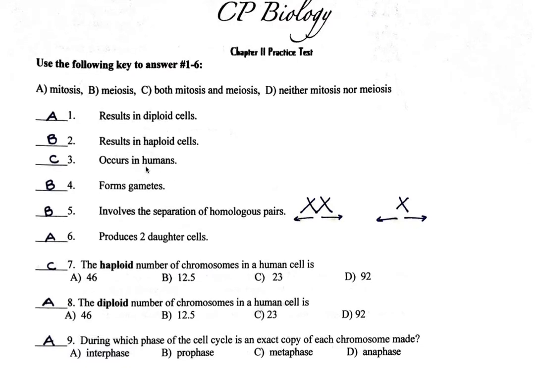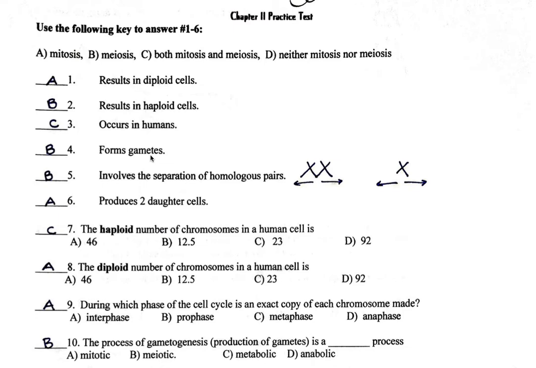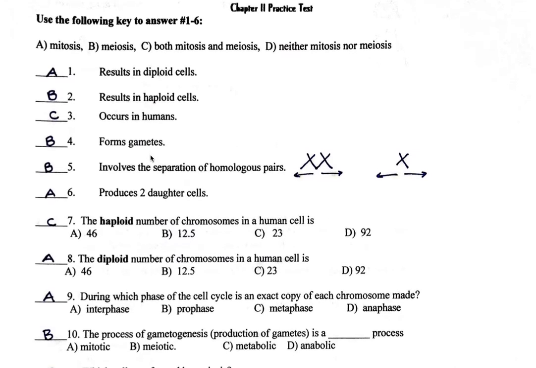All right, occurs in humans. Well, both of these processes occur in humans. Everywhere in your body, mitosis happens, except in your reproductive organs where you have meiosis. So you see both of them. Forms gametes. Remember, gametes are either your egg or your sperm. So those are haploid. That's what meiosis makes. That's the whole point of meiosis.